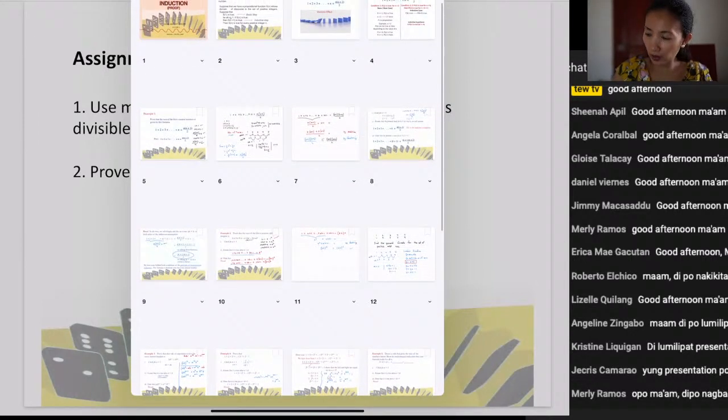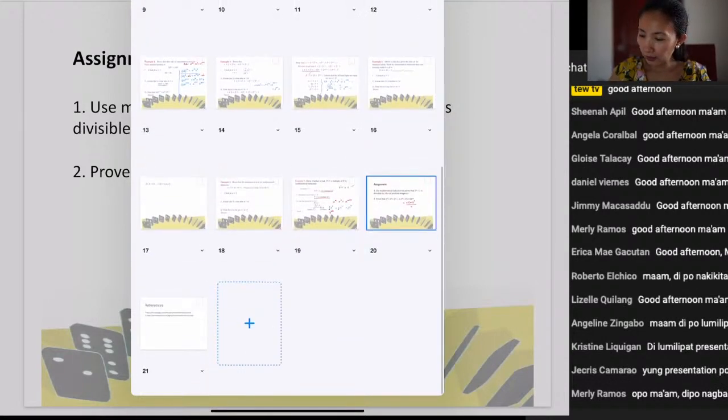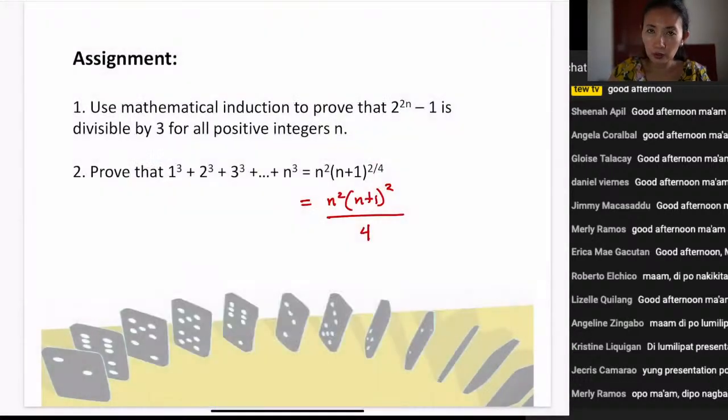If there are no questions, then we could end the session now. Then your assignment, take note of this. 2 items only, and you can submit your assignment. You have until next week to submit your answers to the assignment.